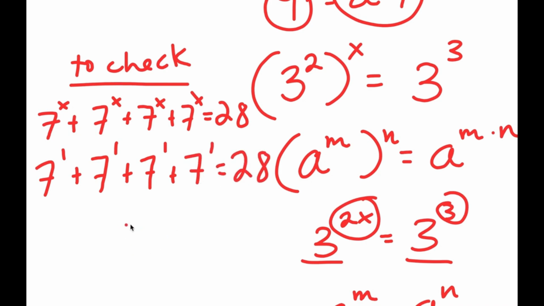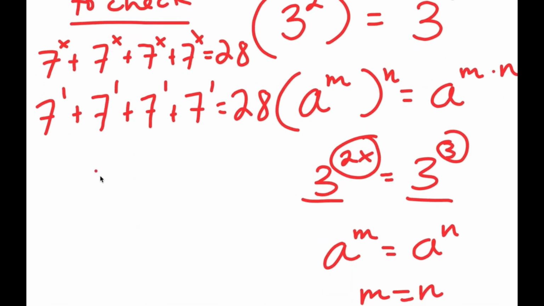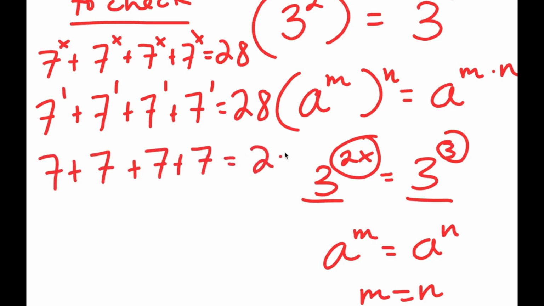Now from here, 7 to the power of 1 is the same thing as 7, right? So I get 7 plus 7 plus 7 plus 7 is equal to 28. Now this is the same thing as 28. So I get 28 equals 28, and this is right.